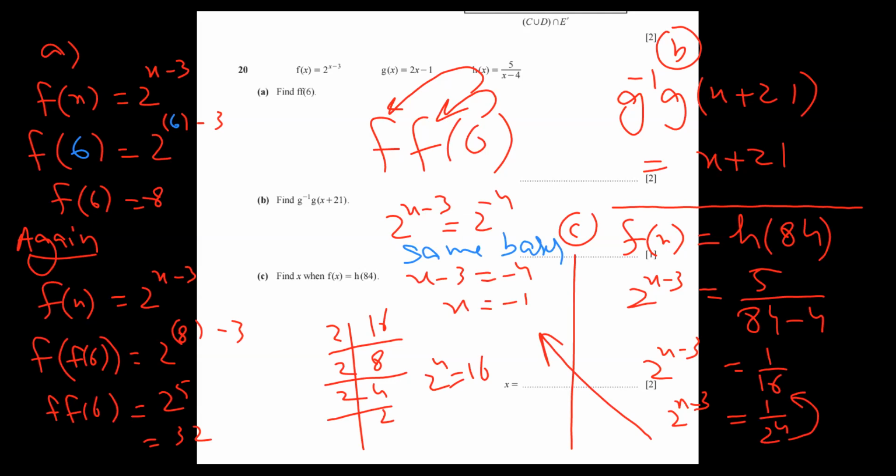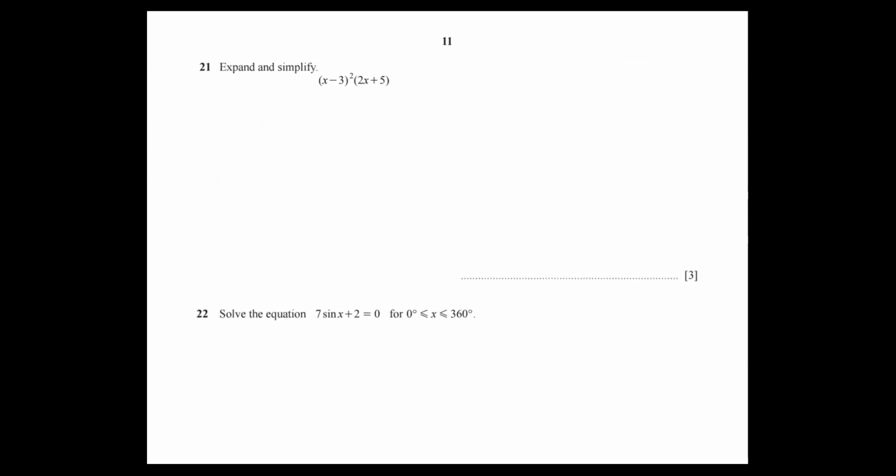Now I'm going to go to the next page, and on the next page we have questions number 21 and 22. Question 21, he said, expand. So what is the technique to do it?